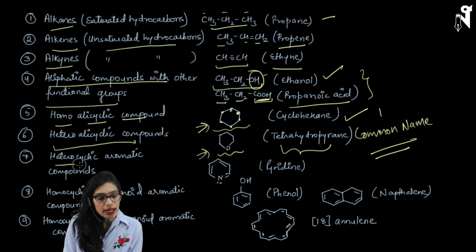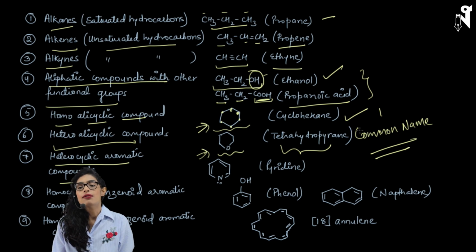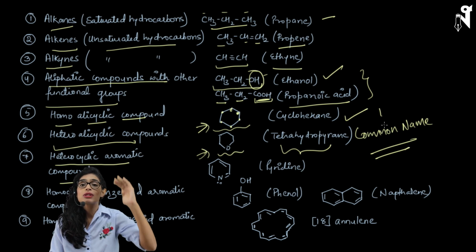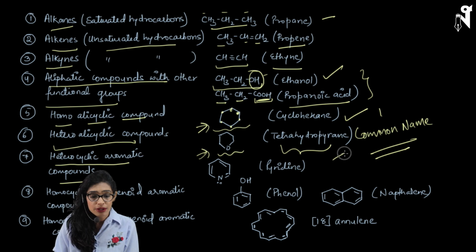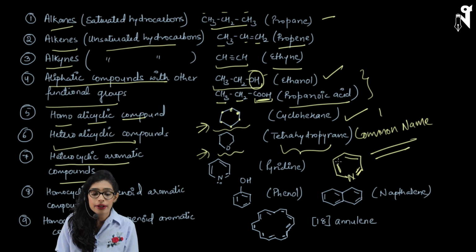Next is heterocyclic aromatic compound. Aromatic, I have told you, are the ones which have 4n plus 2 pi electrons present in them, and those pi electrons must be on the alternate positions. Let me just show you. So here, this is the structure. Here the compound is made up of carbon and nitrogen, and here we have one pi bond over here, one pi bond over here, and one pi bond over here, and a lone pair over here.